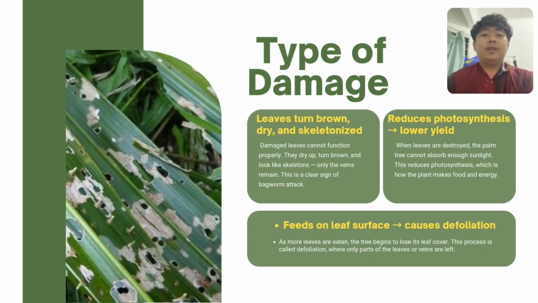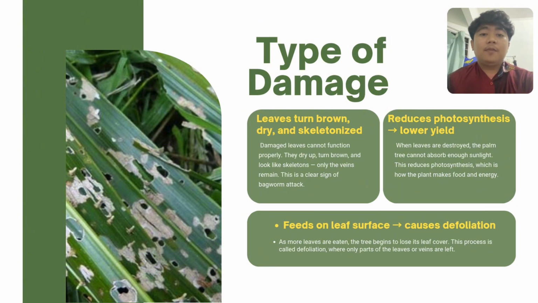When the bagworm feeds on oil palm leaves, they cause several types of visible damage. First, the leaf will turn brown, dry and look skeletonized. This happens because the larvae eat the soft part of the leaf and only the veins are left. This leaf cannot function properly anymore and eventually falls off.